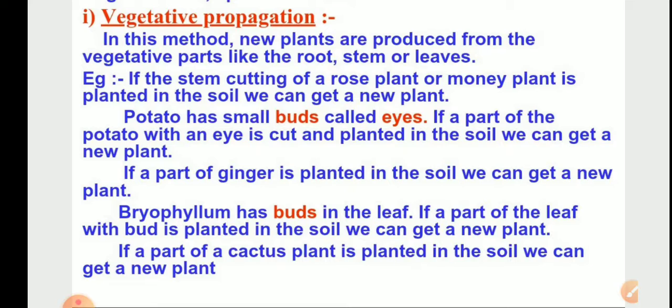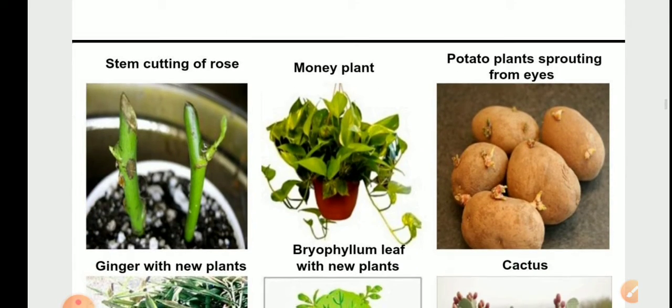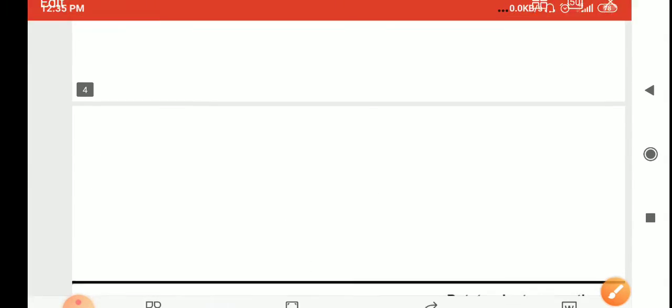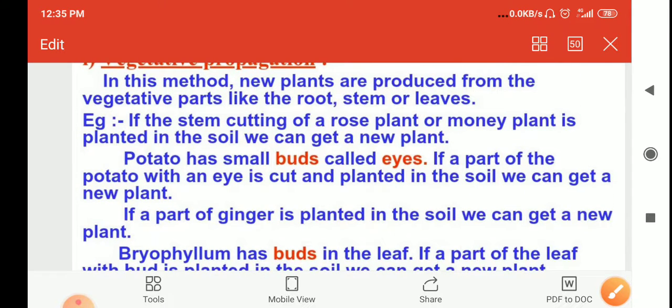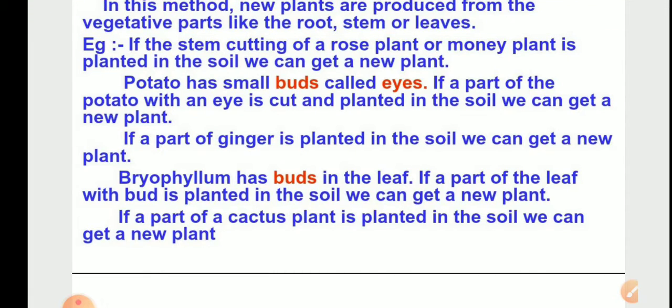Now next one, potato. Potato has small buds called eyes. See in this picture, this part is called an eye. If a part of potato with an eye is cut and planted in the soil, we can get a new plant. That is also an example of vegetative propagation.